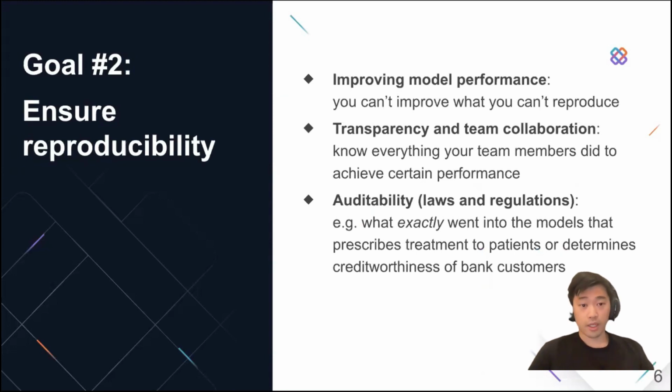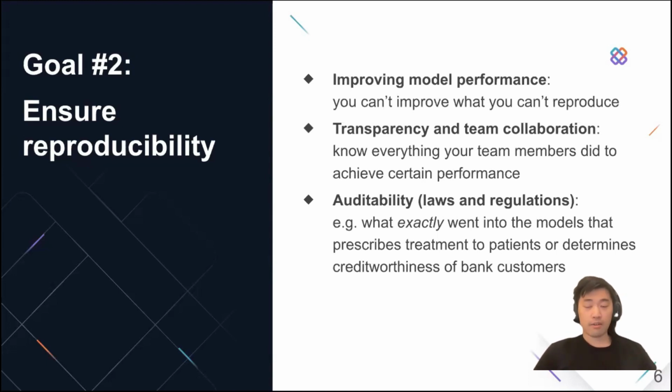And there are three reasons for that that I can see. The first one is improving model performance, because you cannot really improve things that you cannot reproduce, right? The second thing is transparency and collaboration. So you want your team members to know what you did in order to achieve certain performance.